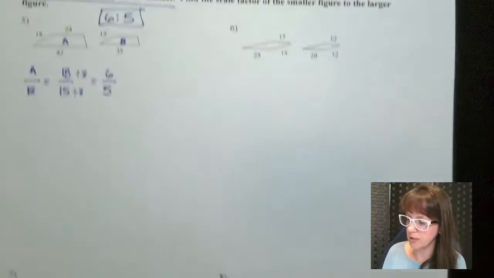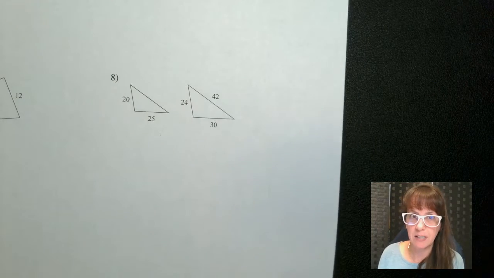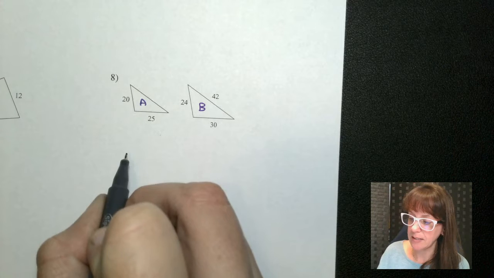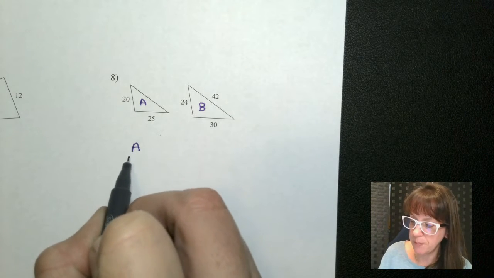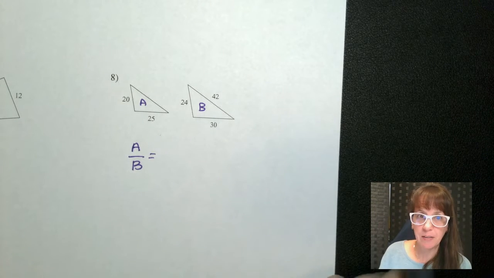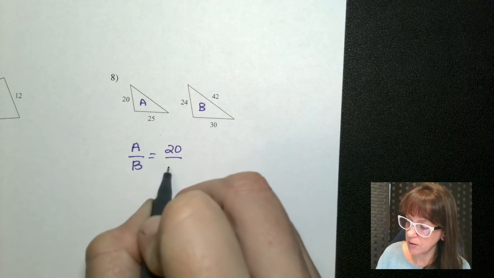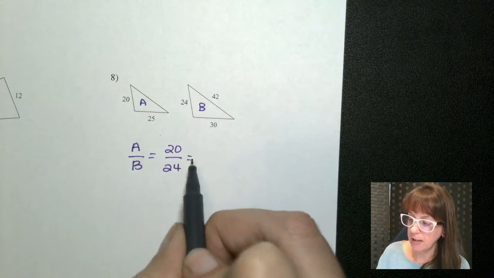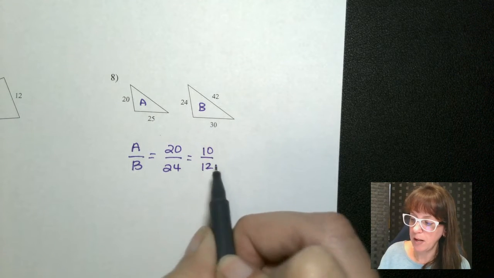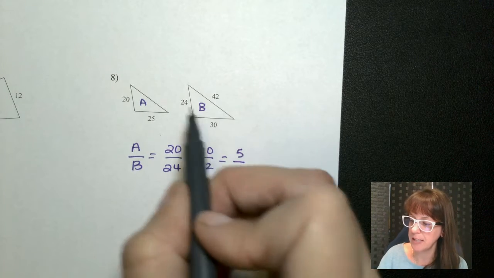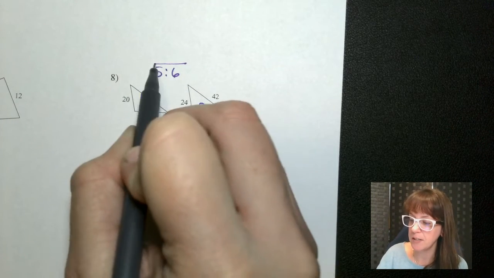Let's do one more just to make sure. Let's look at these triangles here. I'm going to call this one A and this one B, and we're going to find the scale factor for A to B. Now we need to compare the same things. We have 20 and 24. We can cut those in half. We get 10 over 12. Cut them in half again. We get 5 over 6. So our scale factor is 5 to 6.